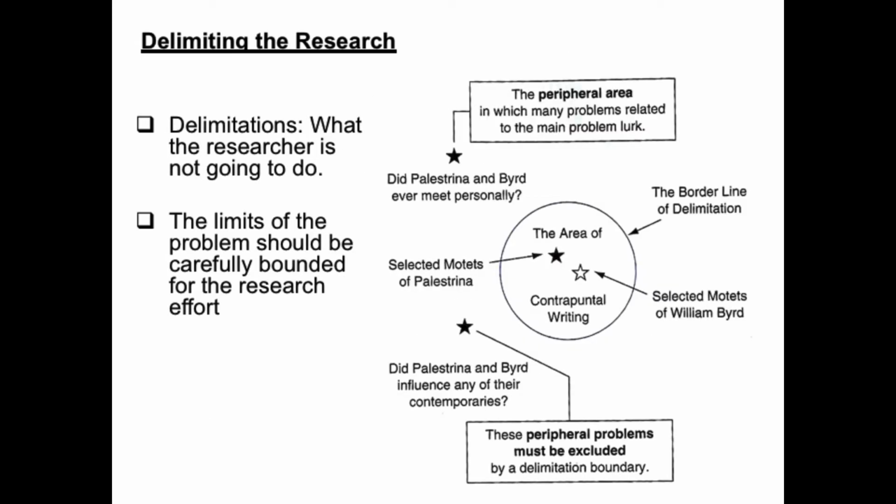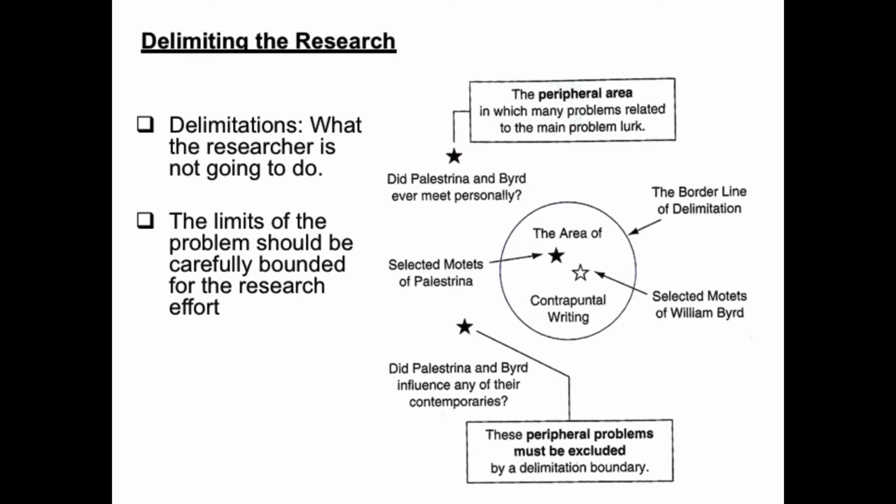The research also needs to be delimited. We talked a little earlier about the issue of scope. And when we delimit our research project, we specify really what the boundary is between what we're going to try to accomplish and what is outside of that boundary. There's a great graphic in the book that illustrates the area of research in this illustration, the Palestrina and William Byrd study. So you see in the circle in the middle there is the area of interest, which is contrapuntal writing of these composers in this period of time.